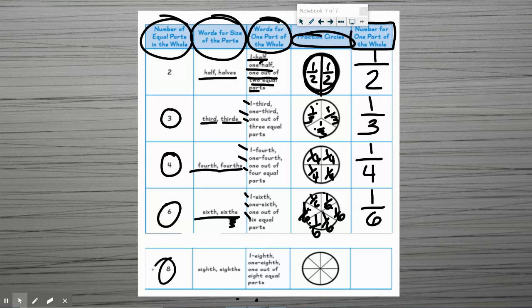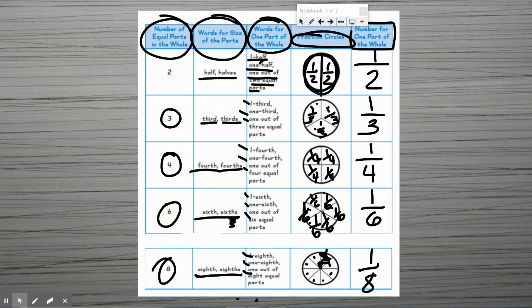Moving to 8, we've got eighths, 1/8, 1 out of 8 equal parts. There are 8 pieces in this whole circle. If I'm looking at having one of those pieces, I'm going to have 1 piece out of my 8.